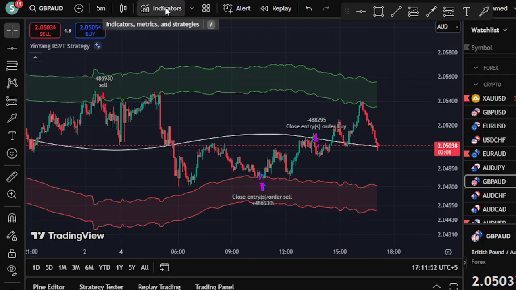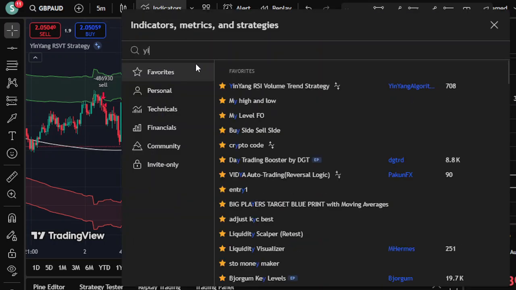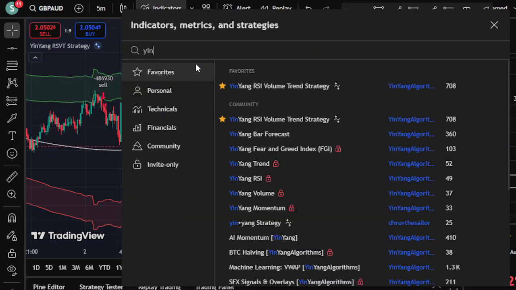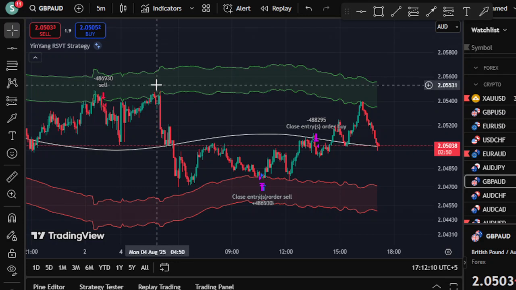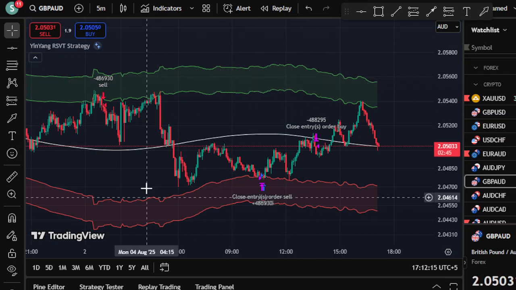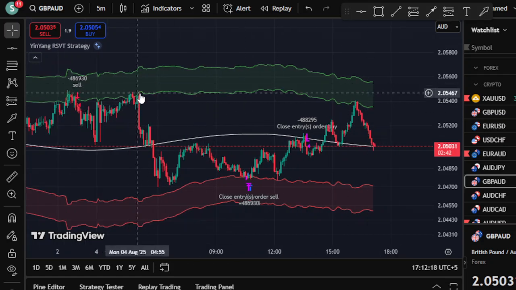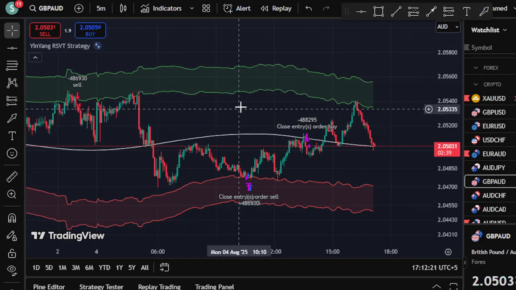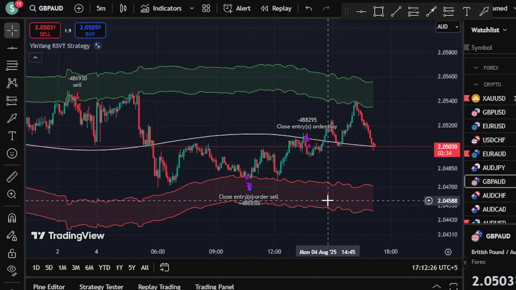Okay, so first of all, I'm going to take you to the indicator section here, and here we need to write Yin Yang. If you look here, this is the Yin Yang RSI Volume Trend Strategy, and you can see it has many likes so far. If you attach this indicator, you will see that the top upper band represents overbought levels for the market, and it also has different functions. Sometimes when the market breaks that level, it also plots the buy position. But overall, you can consider this one to be the overbought, and you can consider this one to be the oversold.